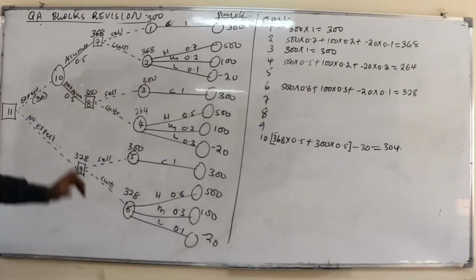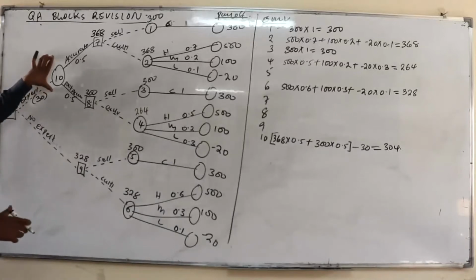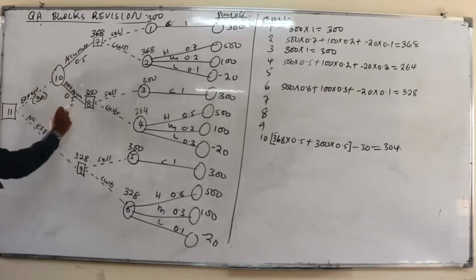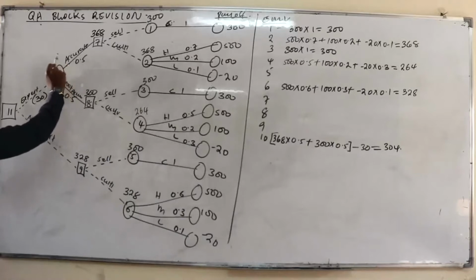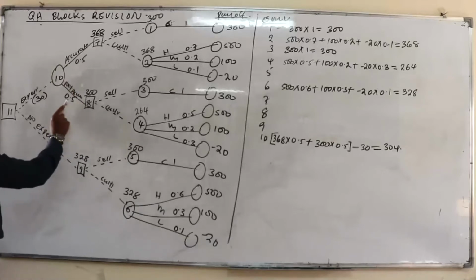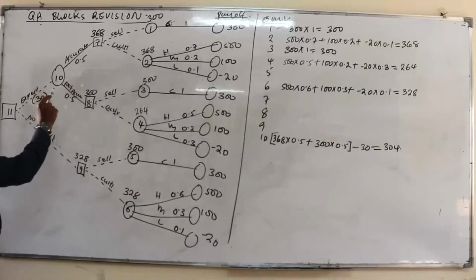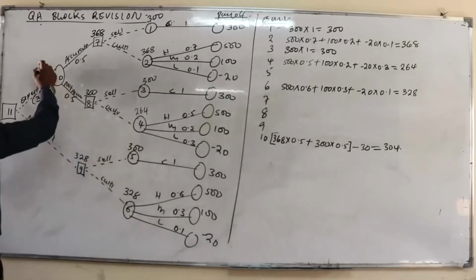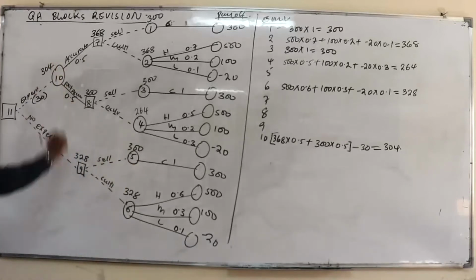So let me repeat again. I'm working for node number 10. Node number 10 had two outcomes, accurate or not accurate. When it's accurate, the EMV is 368 with probability of 0.5. When it's not accurate, it's 300 with probability of 0.5. You get the EMV. Once you get the EMV, you deduct the cost you incurred to hire that expert to give you that information, and you get an EMV of 304. So node 10, we have 304. Then from node 10, we go to node 11.